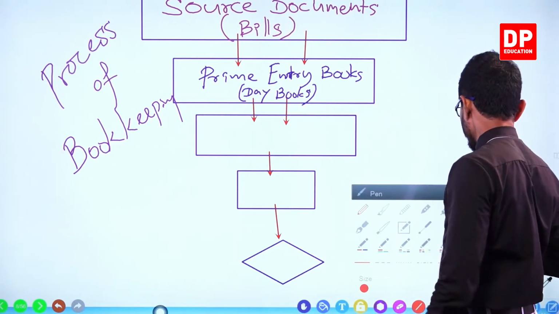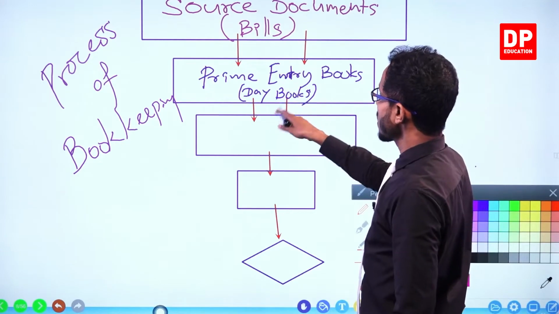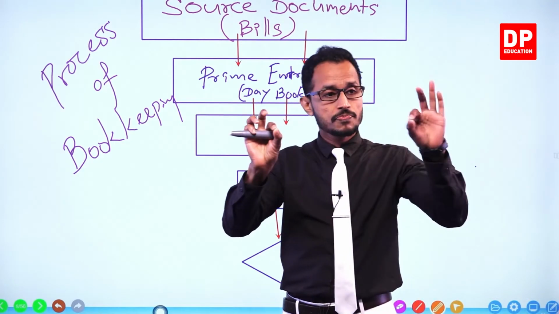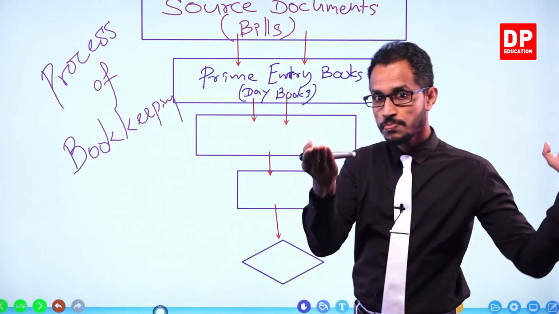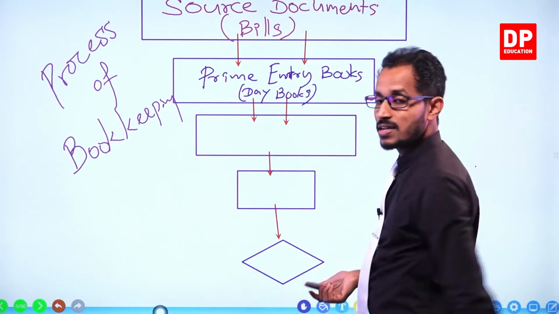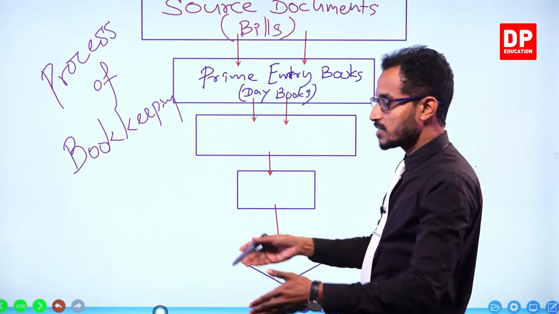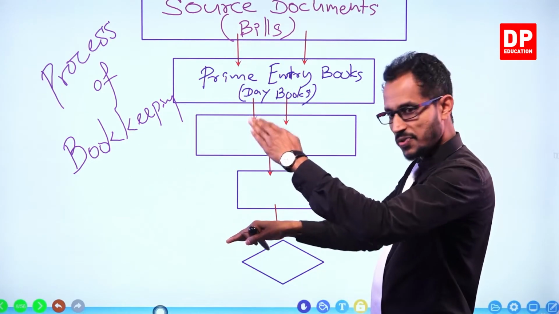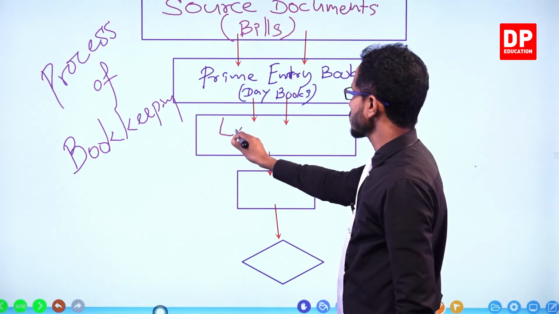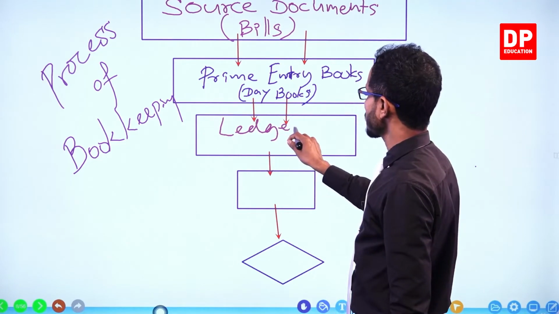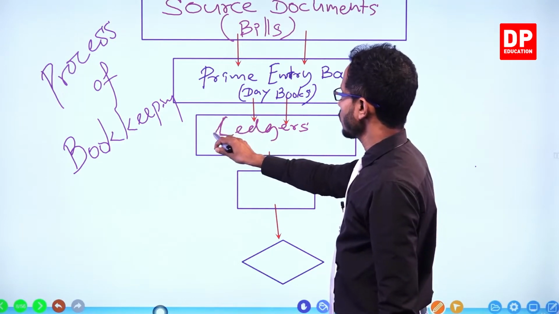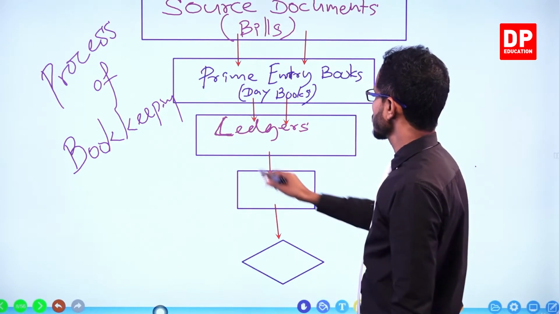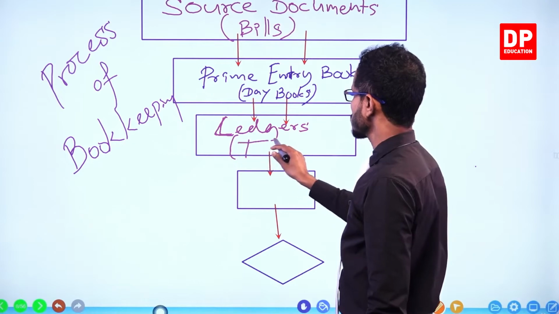Then from the prime books, at the end of a period, the additions, the monthly totals are transferred to the ledgers. Then ledger accounts are prepared. That is the fourth step. Not fourth, that is the third step. Ledgers. We call them T accounts.